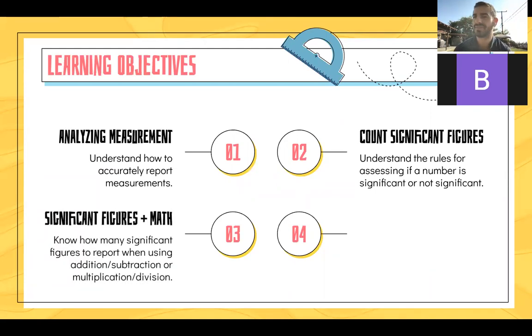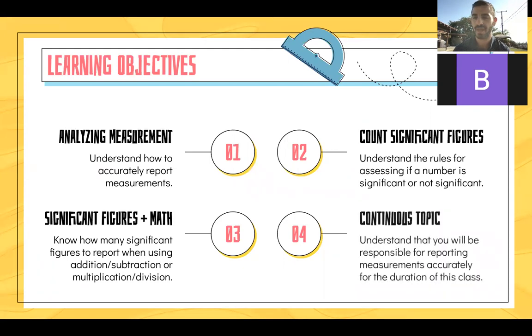Then we're going to add some math in there, just addition and subtraction, multiplication and division, to make sure we know how to report numbers accurately when we're working with them. And then understand that this is going to be a continuous topic. This is just an introduction for today. I'm going to expect that we understand it and can move forward and use this. You're going to be responsible for knowing this, not only in this class, but in chemistry, where it becomes extremely, extremely important.